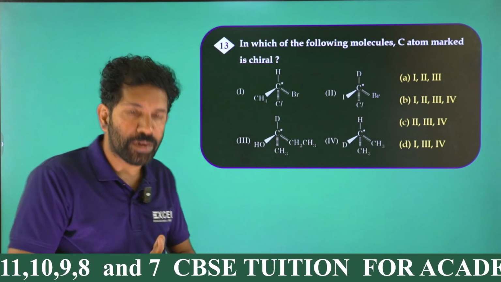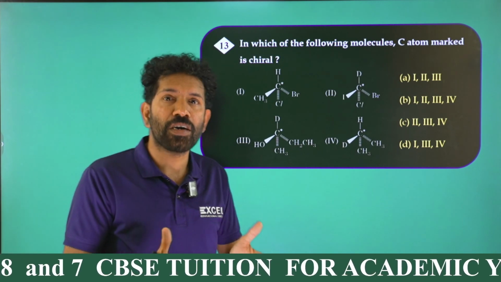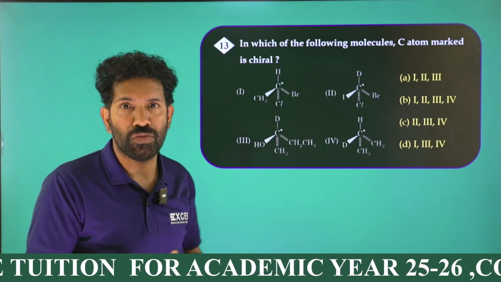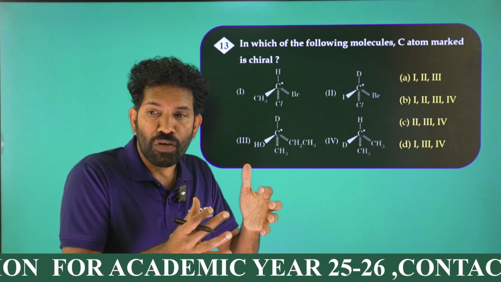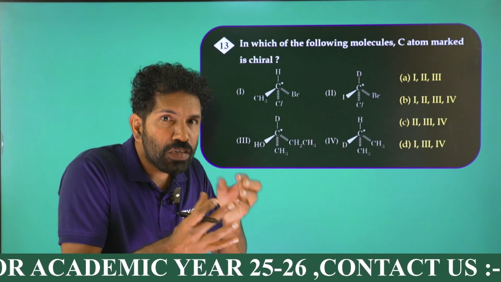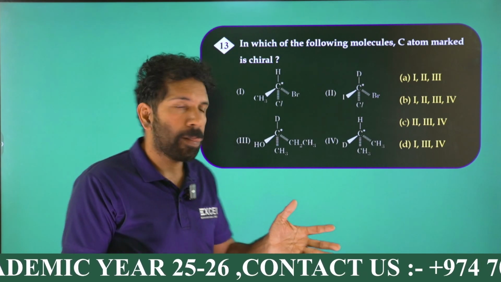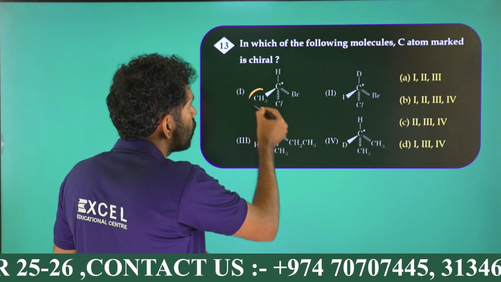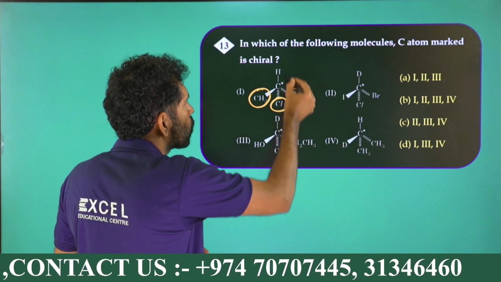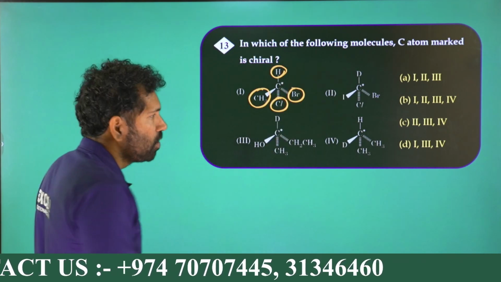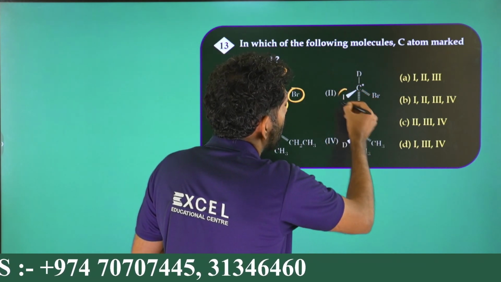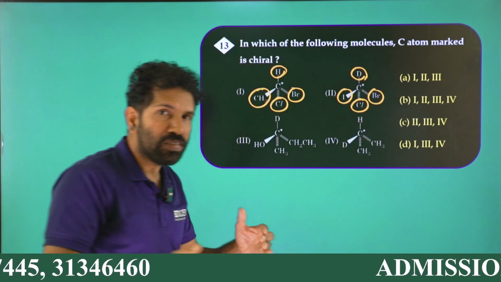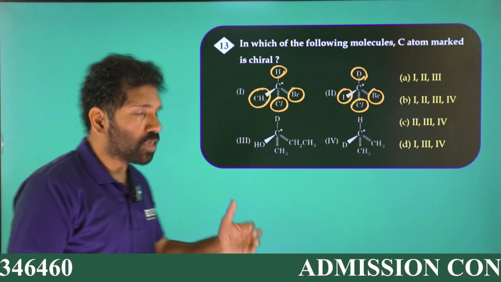So what is a chiral carbon atom? See, students, the chiral carbon atom is the carbon atom where 4 different groups are connected to it. If a carbon atom has 4 different groups, it is called a chiral carbon atom. See this particular carbon, the first carbon, you check this carbon. This has 4 different groups: 1, 2, 3, 4. This particular carbon has iodine, chlorine, bromine, D. What is this D?